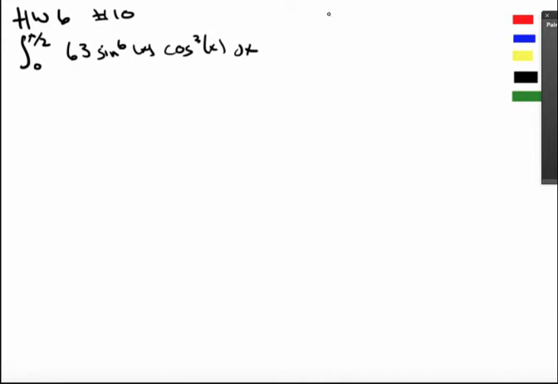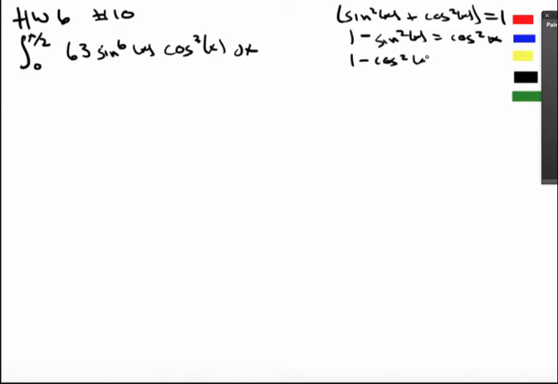So to do this, we're going to need some trigonometric laws, and we're going to need u substitution. Basically we're going to need to know that sine squared of x plus cosine squared of x is equal to 1. Therefore we can derive some other laws: 1 minus sine squared of x is equal to cosine squared of x, and 1 minus cosine squared of x is equal to sine squared of x.